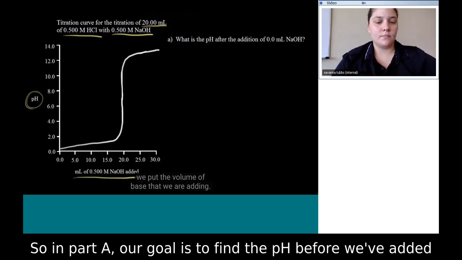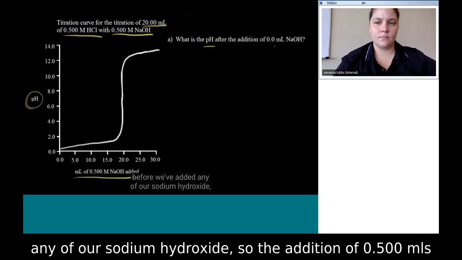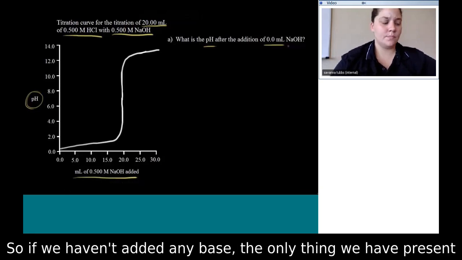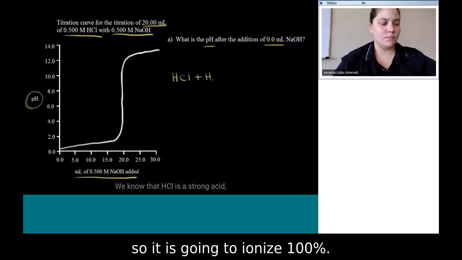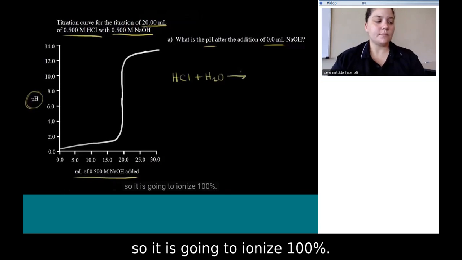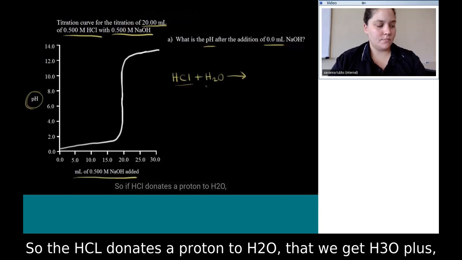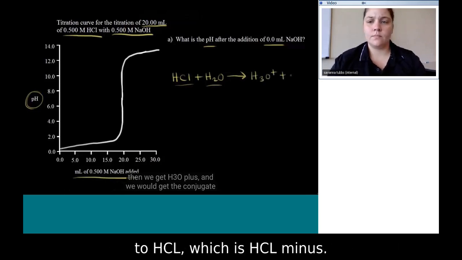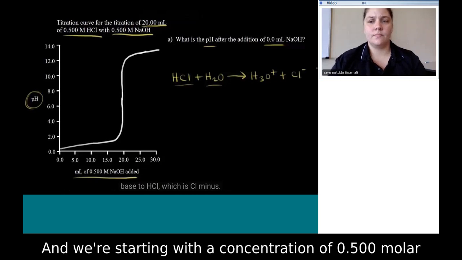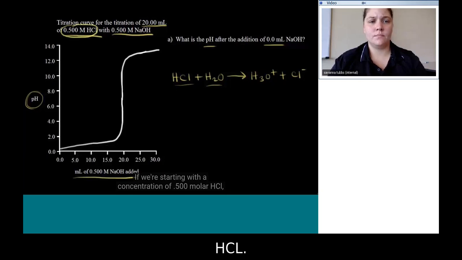So in part A, our goal is to find the pH before we've added any of our sodium hydroxide, so the addition of 0.0 mLs of our base. So if we haven't added any base, the only thing we have present is acid, right? We know that HCl is a strong acid, so it is going to ionize 100%. So if HCl donates a proton to H2O, then we get H3O+, and we would get the conjugate base to HCl, which is Cl-.